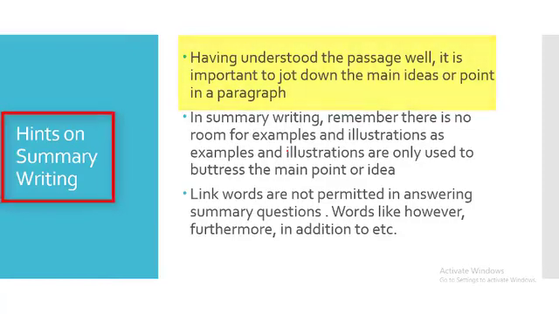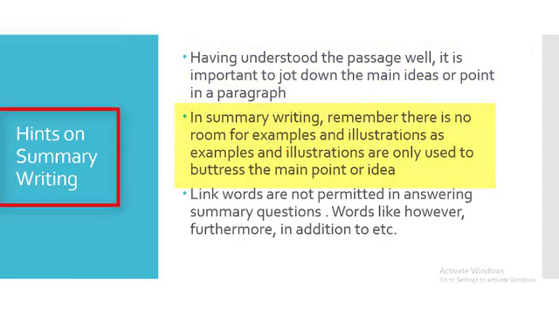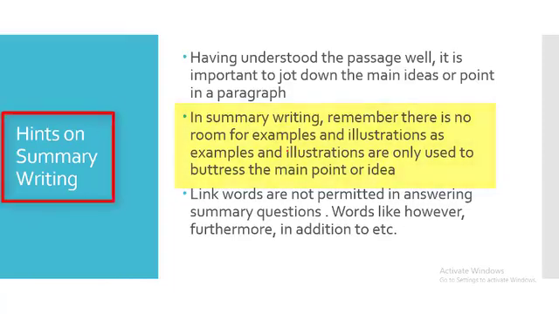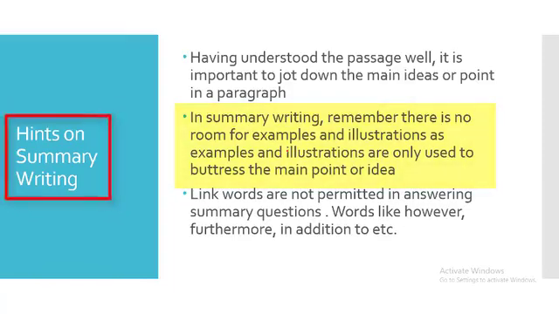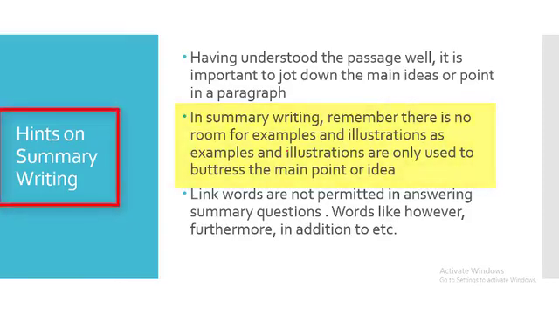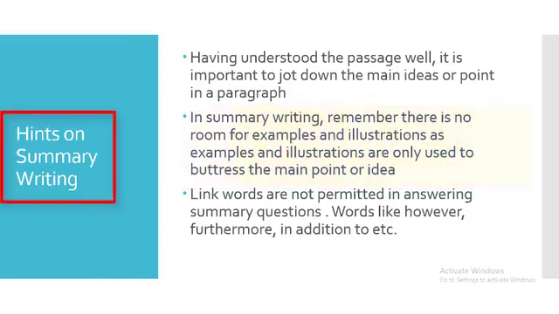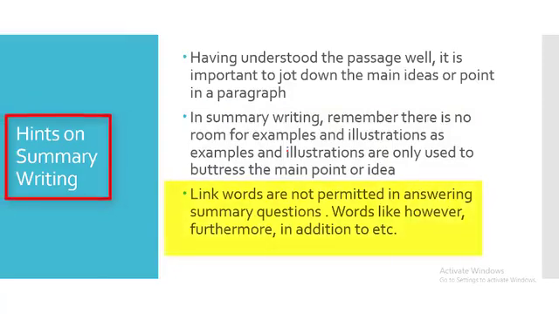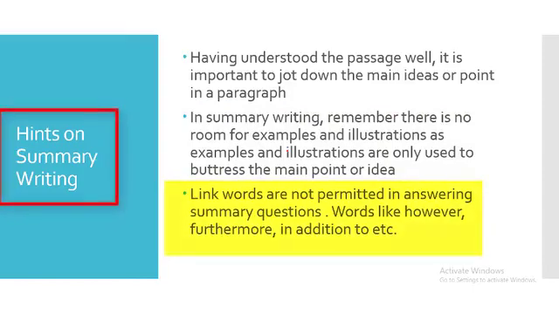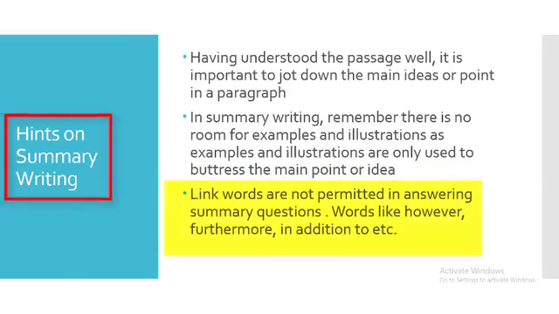In summary writing, there is no room for examples and illustrations, as the case may be. Illustrations simply are contained there because they are portraying the main idea point. Also, as much as possible, avoid link words. Words like however, furthermore, in addition to. All these words should be avoided as much as possible.